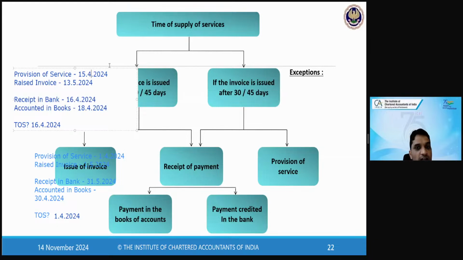Oh my God. Why is there so much confusion? Why? Simple, right? So time of supply is 16th April 2024. Advanced scenario, yes, this okay. This was close to advanced scenario.